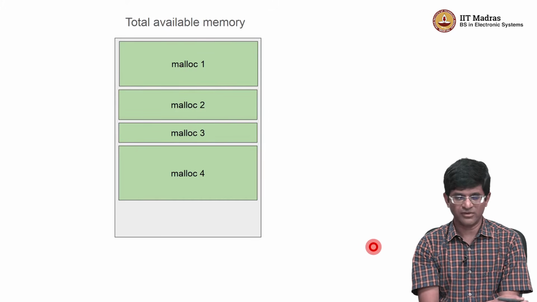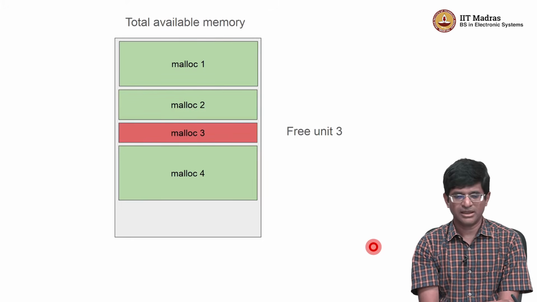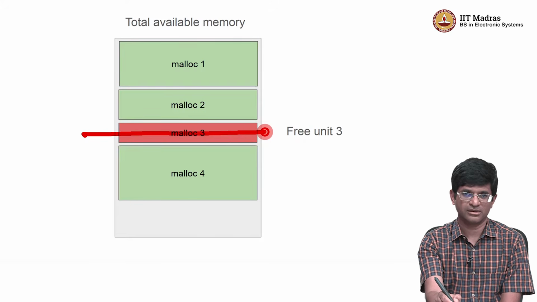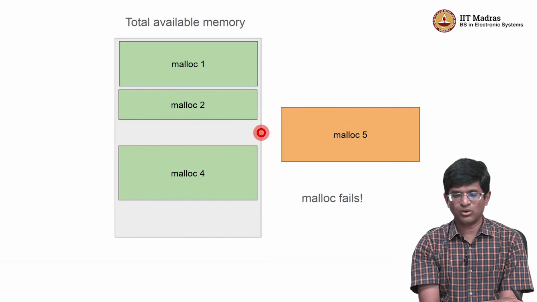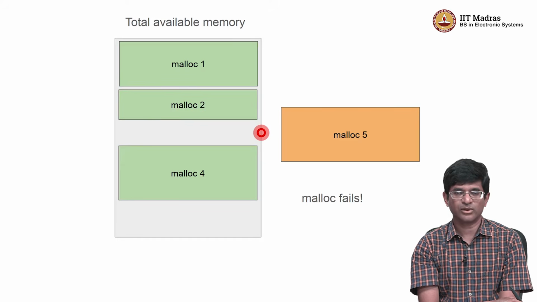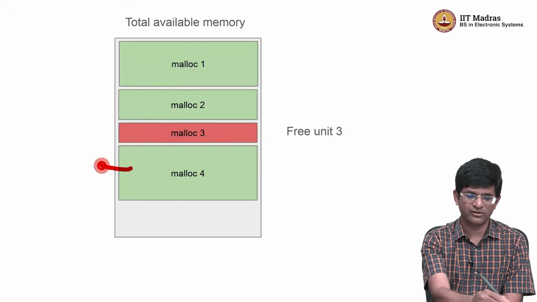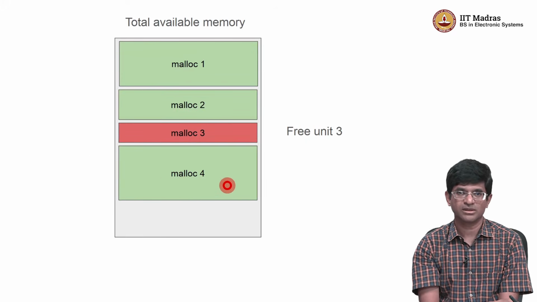Now let's say that I am done with some of my work and I free the unit 3. Effectively what it means is this memory is now free. I don't need this chunk of data. I can do something else with it, okay. But now what happens is, let's say I get a request once again for malloc 5. When I freed malloc 3, I did not move malloc 4 up. I just left malloc 4 where it was because it's already being used. Moving it around would require quite a lot of work, okay. So it's usually not done by default.